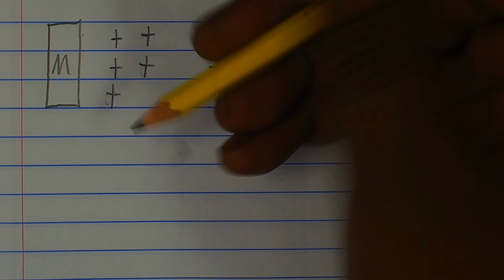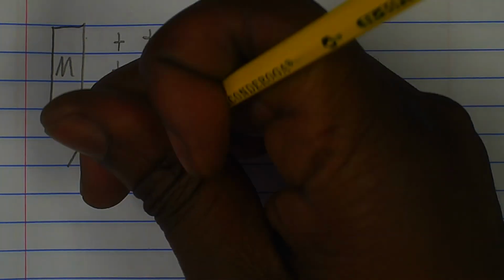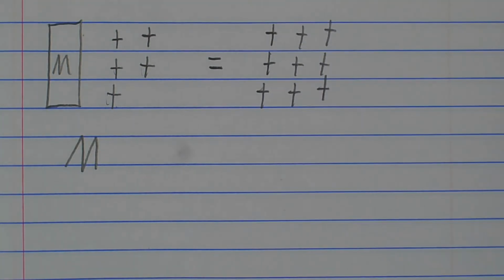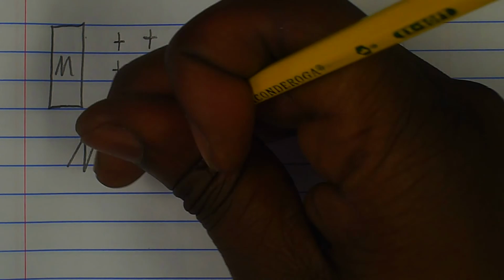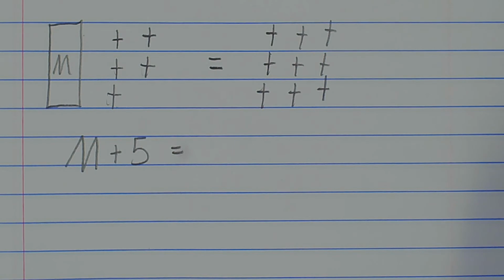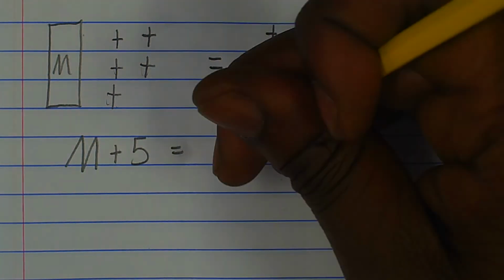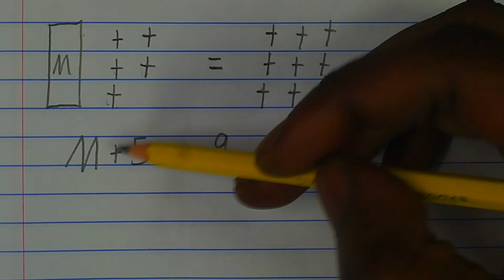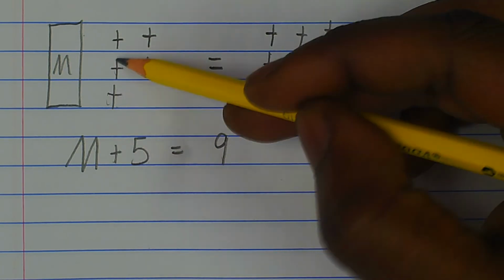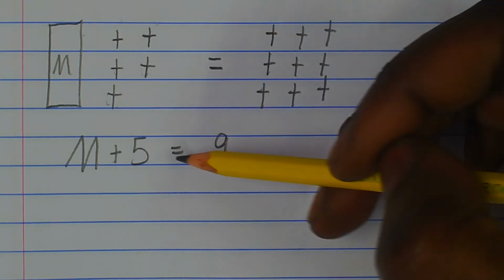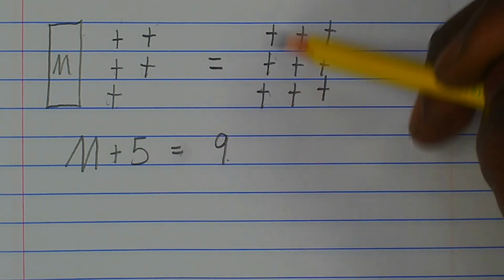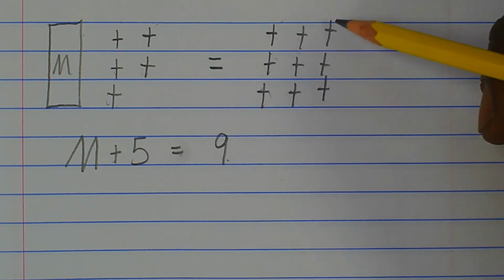Of course, we know our variable is m. And what else do we have? m plus 5 equals 9. Very good. m plus 5, 1, 2, 3, 4, 5 equals 9, 1, 2, 3, 4, 5, 6, 7, 8, 9.